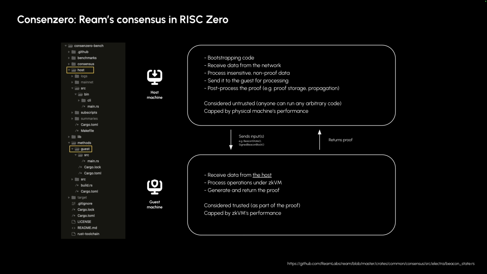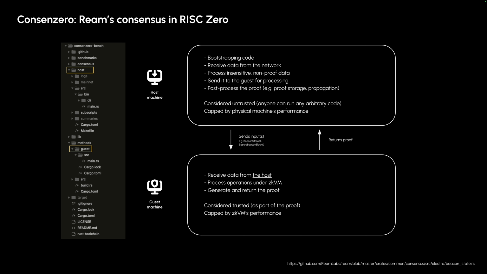First is the host machine. The host machine is basically the machine that you are running, right? So it would be responsible for bootstrapping the project or the program. It would be receiving the data, for example, the blocks or the states from the network. It would be processing all the insensitive data, all the data that you don't need to include as part of the proof, and then send the information that needs to be proven to the zkVM.